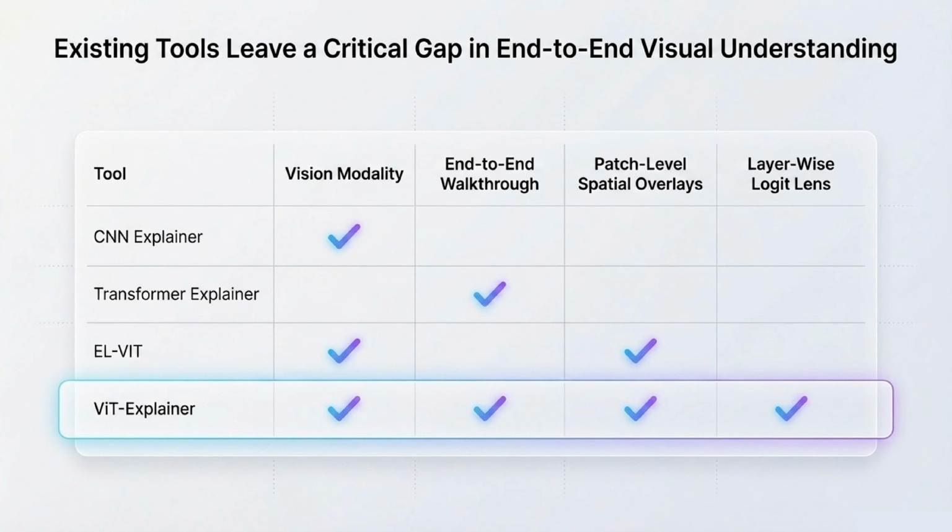Because of this complexity, existing tools leave a critical gap in end-to-end visual understanding. While we have great tools like ViT-Explainer for convolutional networks, or ViT-Explainer for text, they don't cover the full picture for vision. That is exactly the gap ViT-Explainer fills, providing vision modality support, an end-to-end walkthrough, patch-level spatial overlays, and layer-wise Logit lenses all in one place.